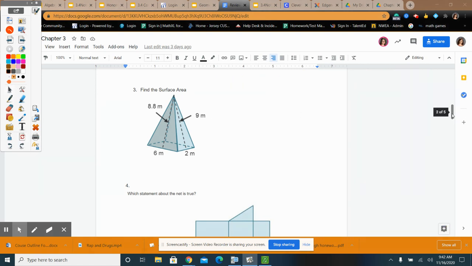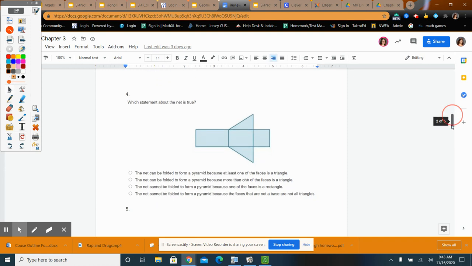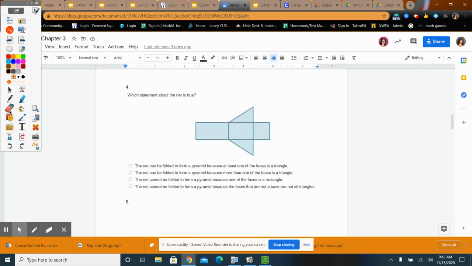Let's look at question 4 here. What statement is true about this? Well, what would it make if we folded it up? If we fold it up, it's not going to be a pyramid because pyramids have a whole bunch of triangles. This has some rectangles. So it's going to make a prism instead of a pyramid. So it's not going to be a pyramid.